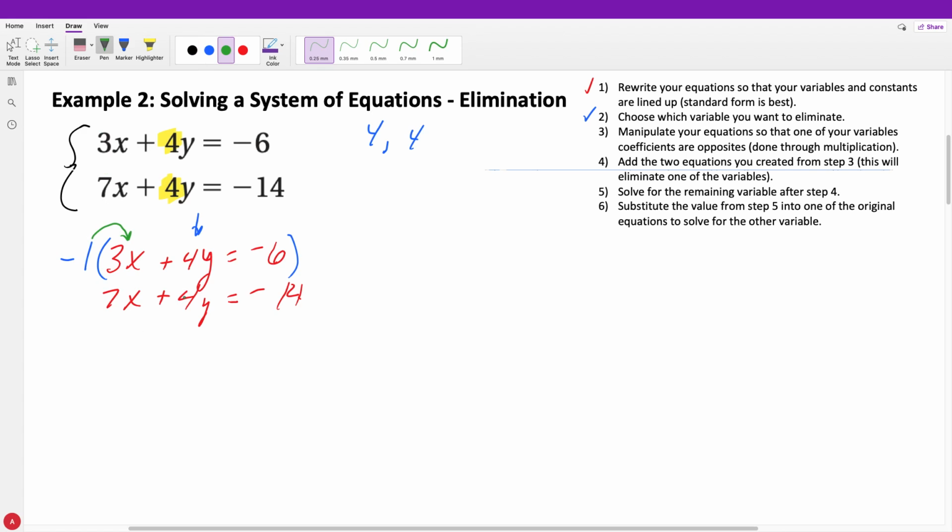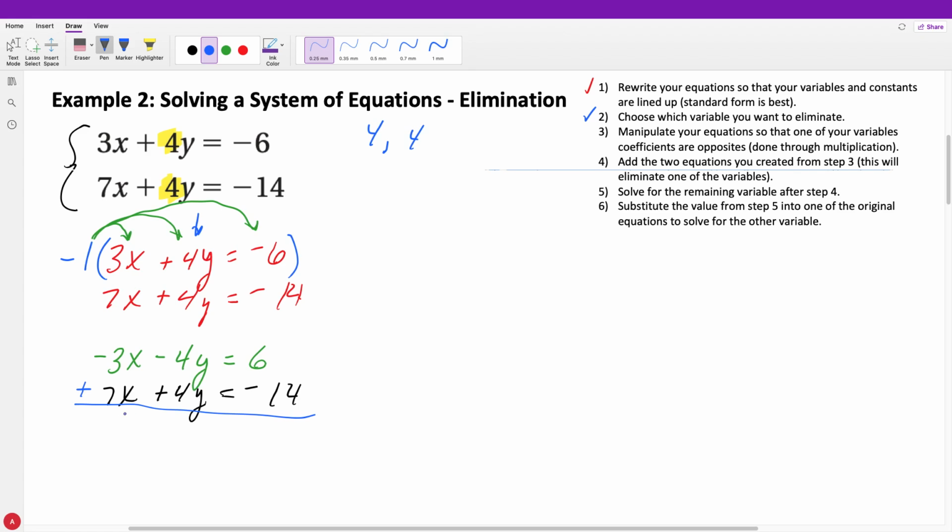So -1 times 3x is now going to give me -3x. -1 times +4y is now going to give me -4y. And -1 times -6 is now going to give me a +6. All right, so then once I multiply that, I don't need to do anything to the other one because it's already a +4y. So I'm just going to go ahead and write that underneath. All right, so now by multiplying that first equation by -1, I have my opposites in front of that variable y. Once we do that, we can then go ahead and add down.